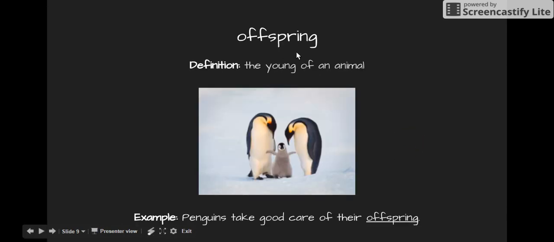Now, offspring, that is just another word for an animal's baby. Okay, the young of an animal. You could even call a child the offspring of their parents. But a lot of times, we're talking about animals here. I put penguins take good care of their offspring. Okay, that is just their child. A lot of times you want to take care of it. You want to keep your young healthy and safe.